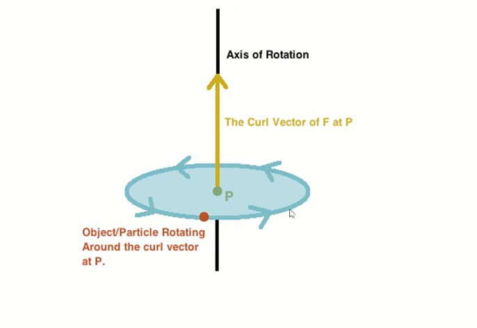If the direction of this rotation is from right side to left side, then the vector direction is upward, that is normal to the plane of rotation. This is the direction of the curl vector. So curl defines rotation, and the direction of the rotation is the perpendicular direction.